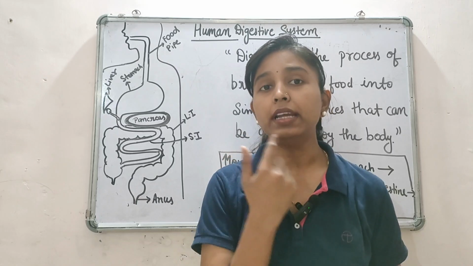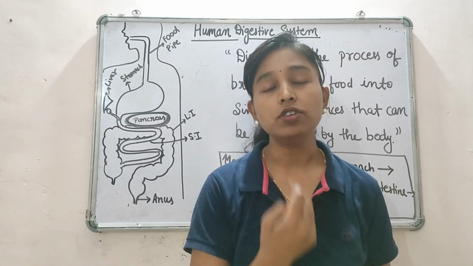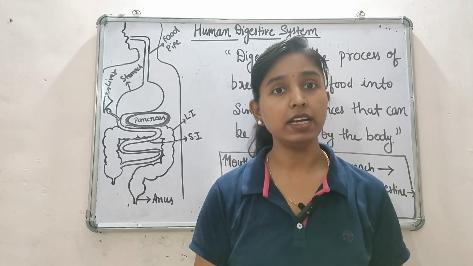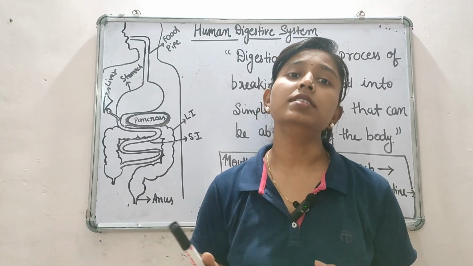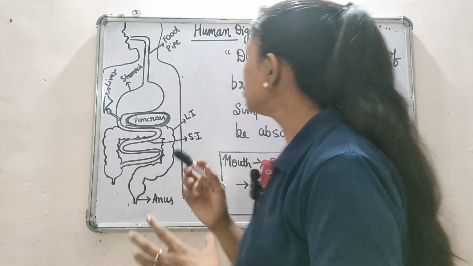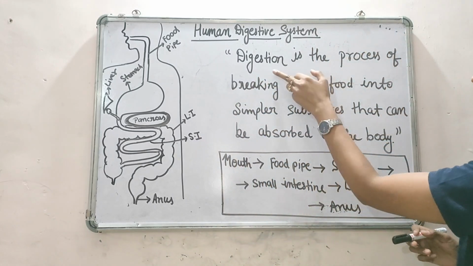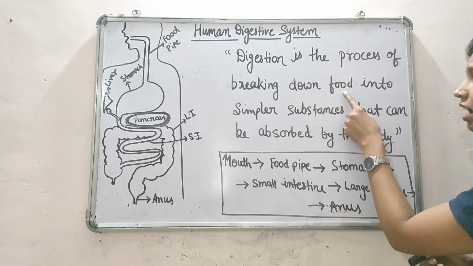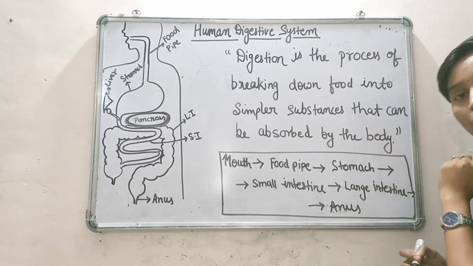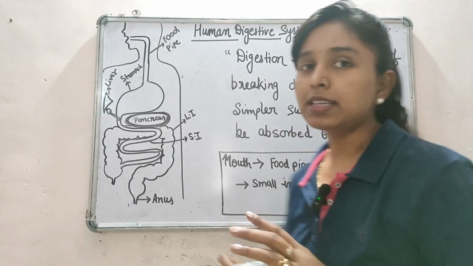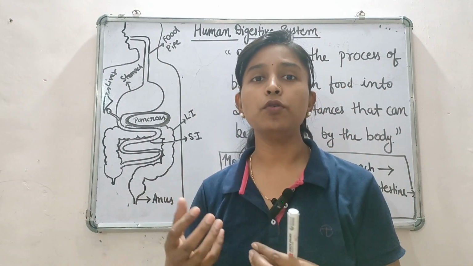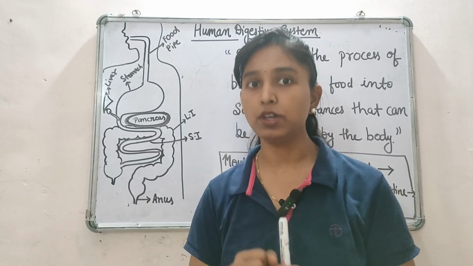See, if I am talking, then my tongue and my lips are working. So there is some kind of energy inside them. From where does this energy come? This energy comes from the food that I have eaten. So digestion is the process of breaking down food into simpler substances that can be absorbed by the body. There is a process through which food gets digested by our body.